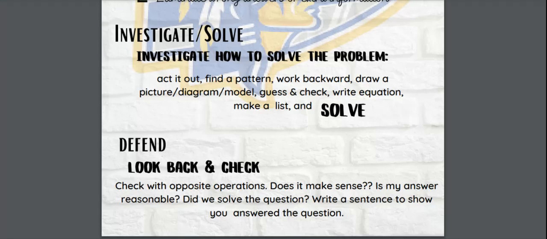And then you're going to look, does your answer actually make sense with what the question's asking you? Is it reasonable? Did we actually solve the question? So after you've done all that hard work and checking your work, now is your turn to write a sentence to show you how you answered the question. A great sentence starter is, I solved by, and then writing how you solved.